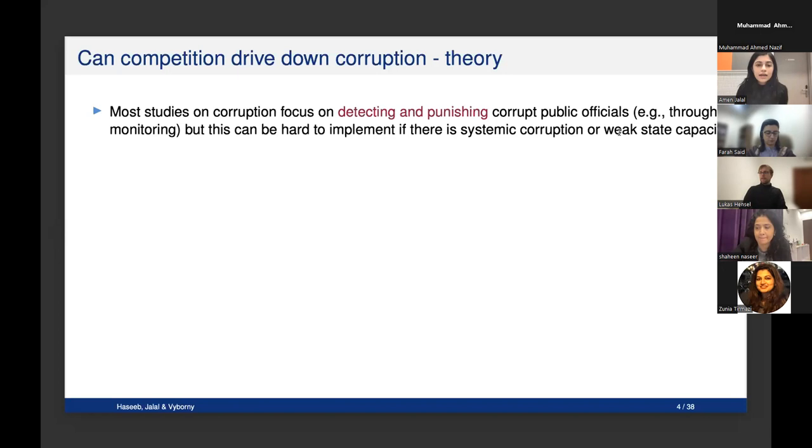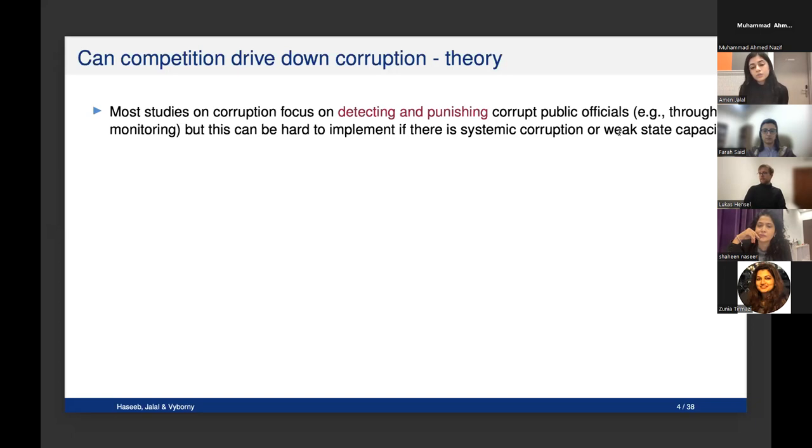Given that, it seems quite appealing if we could have some kind of market-based mechanism that self-enforces itself in these contexts where state capacity is otherwise weak, by disincentivizing public officials from committing corruption in the first place. That would be quite useful for developing countries.